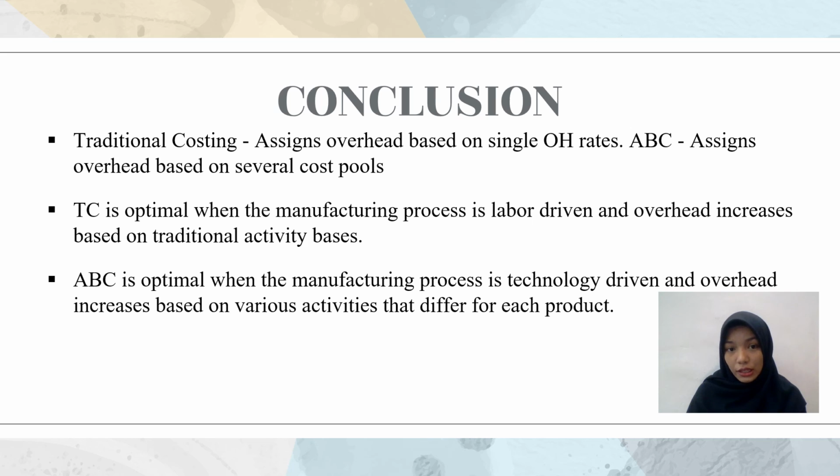Traditional allocation is optimal when the manufacturing process is labor-driven and overhead increases based on traditional activity bases such as direct labor hours, direct labor price, and machine hours. Activity-based costing (ABC) is optimal when the manufacturing process is technology-driven and overhead increases based on various activities that differ for each product.